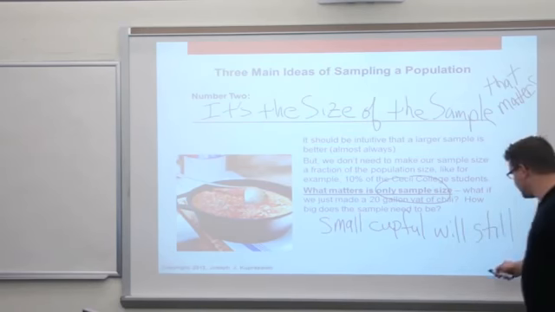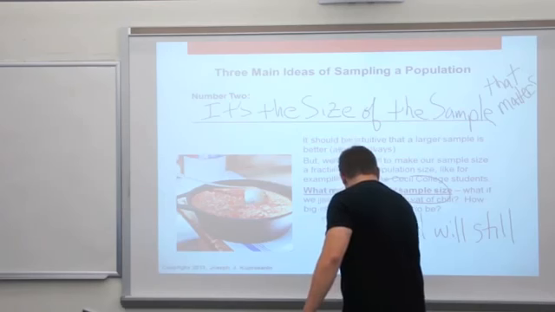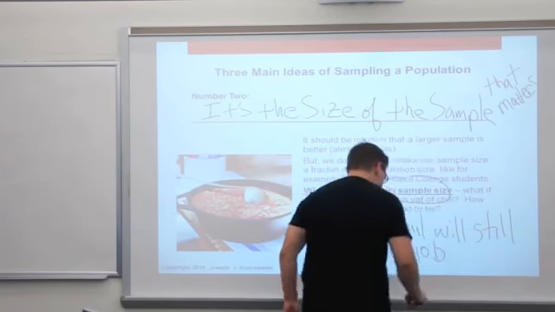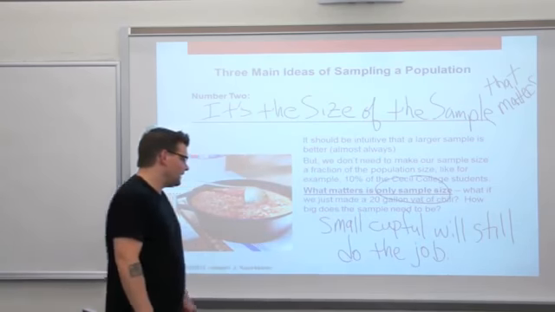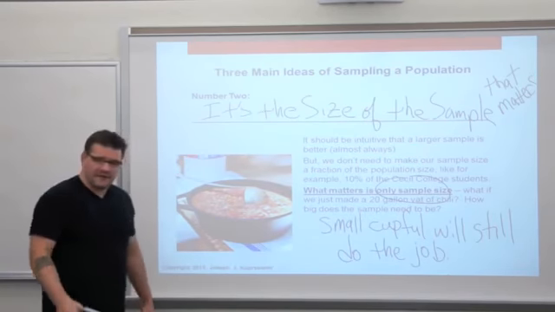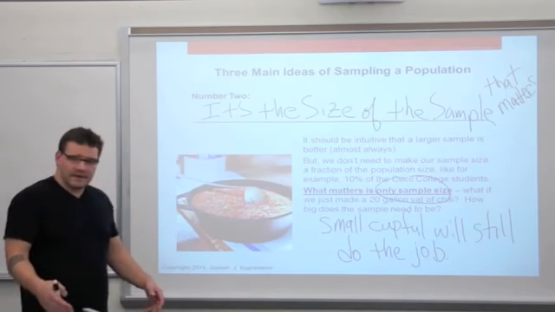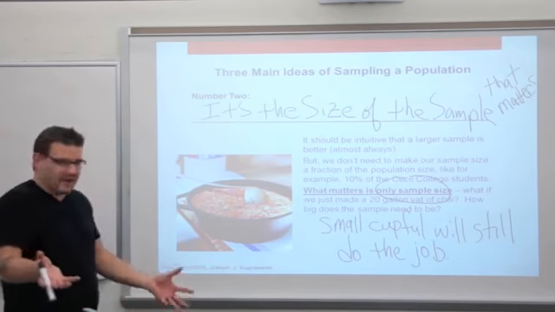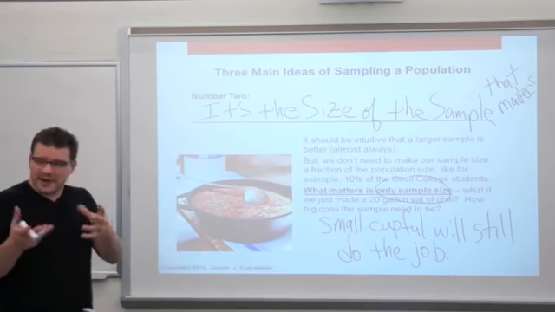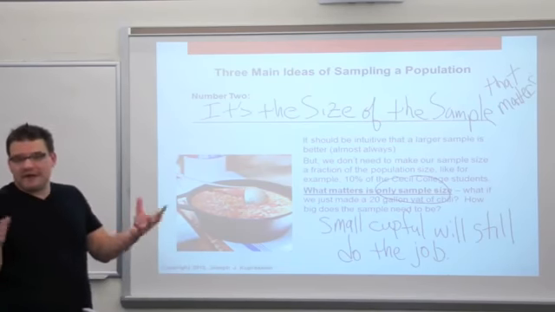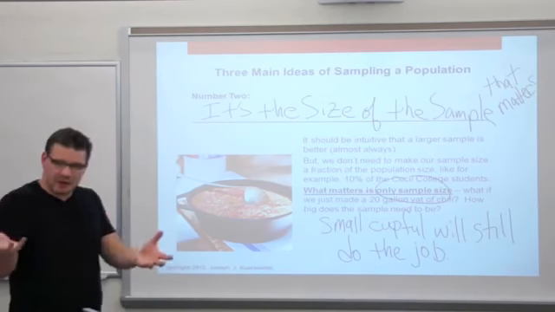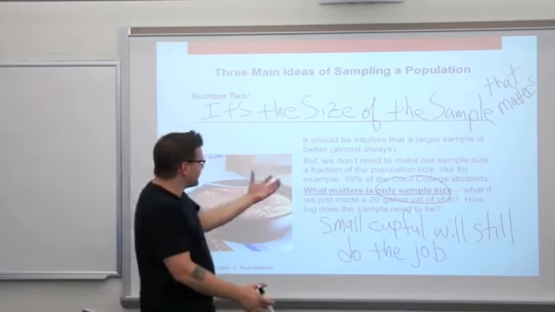Small cupful will still do the job. If I'm sampling Cecil College students, for our gym example, 200 did the job. If I went to Ohio State where there's 50,000 students, do I now need to sample 5,000 students to determine the proportion using the gym? The answer is no. The sample size is what matters.